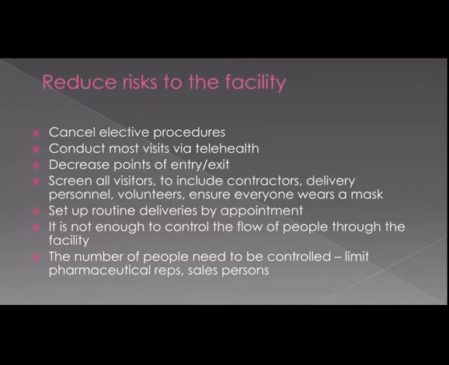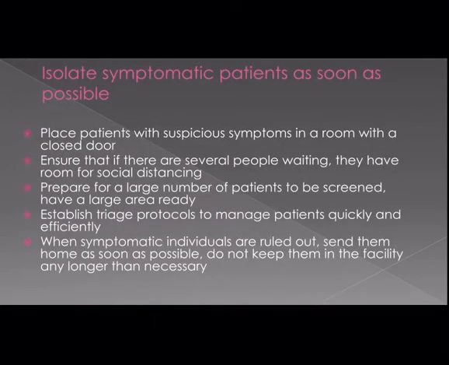Then we would isolate symptomatic patients as soon as possible. We'd place patients with suspicious symptoms in a room with a closed door, ensure that if there are several people waiting, they have room for social distancing, prepare for a large number of patients to be screened, have a large area ready, and establish triage protocols to manage patients quickly and efficiently. When symptomatic individuals are ruled out, send them home as soon as possible. Do not keep them in the facility any longer than necessary. If patients needed to be admitted, they were admitted. If it wasn't emergent, they'd be taken care of at home.